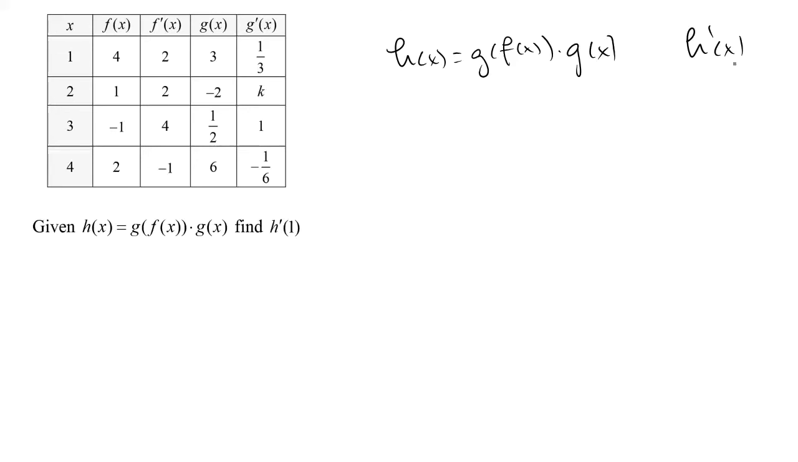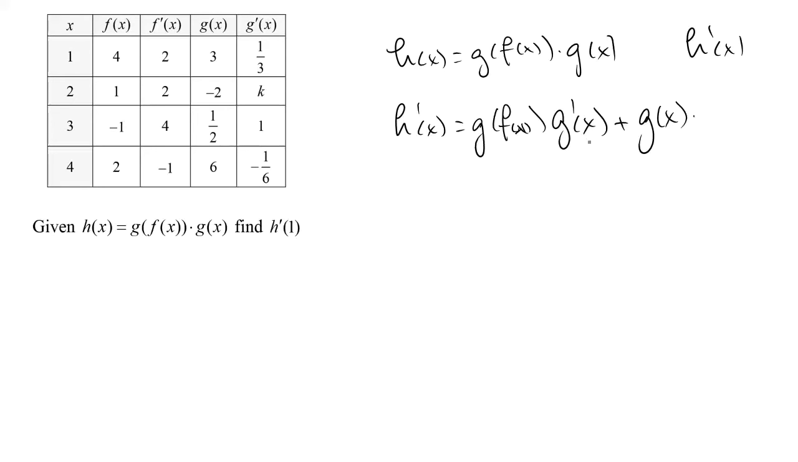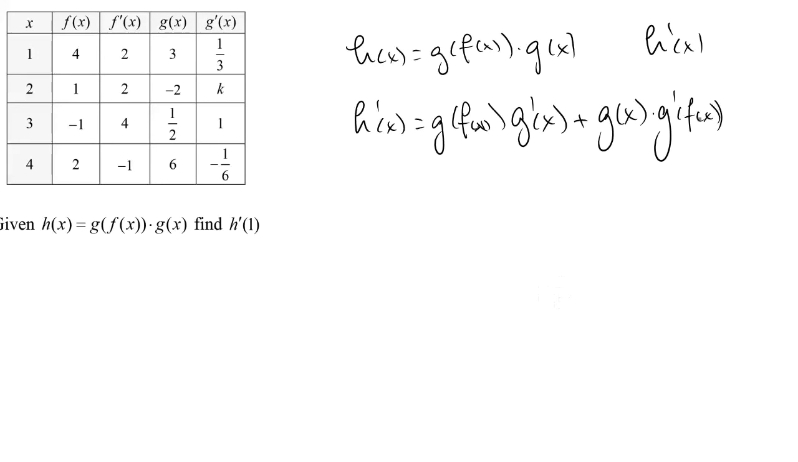First, before we can evaluate h prime of 1, we need to find h prime of x. So let's go ahead and do that. And what I see is that we have a product rule, g of f of x times g of x. So I will take the first, g of f of x, and I'll multiply it by the derivative of the second, which would just be g prime of x. And I'll add to that the second, g of x, times the derivative of g of f of x, which would be a chain rule, g prime of f of x times f prime of x.